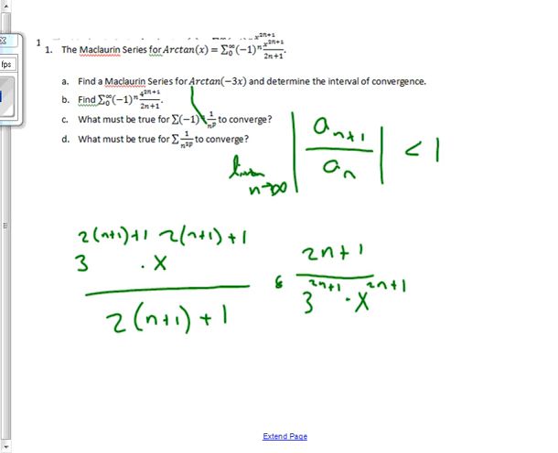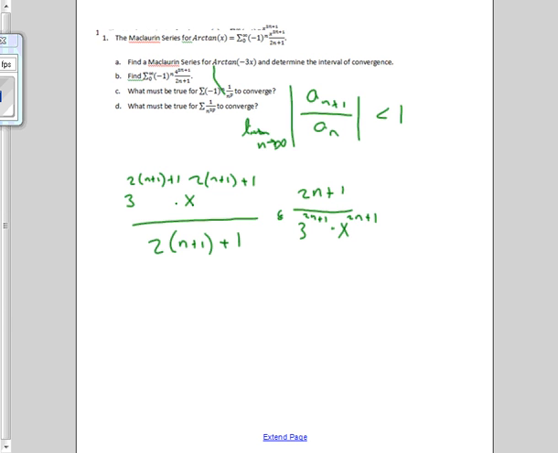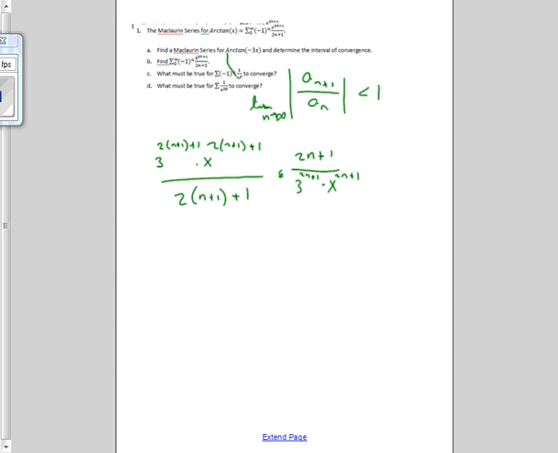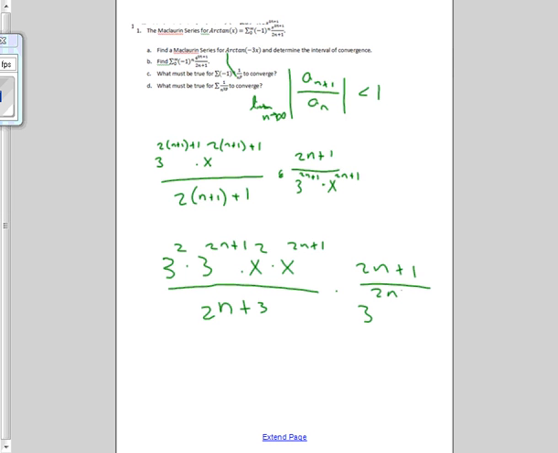So if we simplify the left side, we end up with 3 squared times 3 to the 2n plus 1 times x squared times x to the 2n plus 1 over 2n plus 3 times 2n plus 1. And we're looking at the absolute value of this as n approaches infinity, the limit.